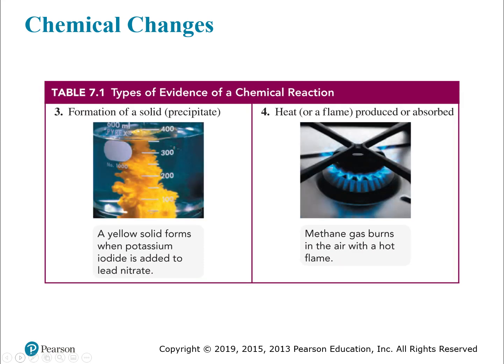We've also got the formation of a solid, which is called a precipitate. When you take 2 aqueous solutions, combine them, and then you have a solid form. Here, we've got potassium iodide and lead nitrate added together, and then you see a yellow solid form. That yellow solid is actually lead(II) iodide.